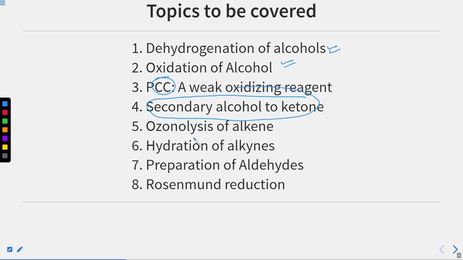Further, we will move to some previous reactions of class 11, that is ozonolysis of alkene, which gives us ketone or aldehyde depending upon the nature of the alkene, and then the hydration of alkynes. And as I have told, we will see the Rosenmund reaction today. It is basically a type of reduction. How is it a reduction? We'll see that. Clear?